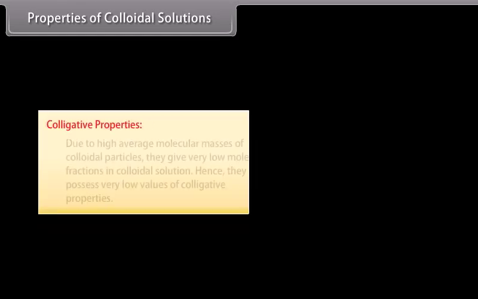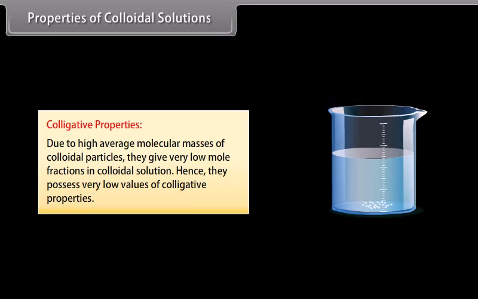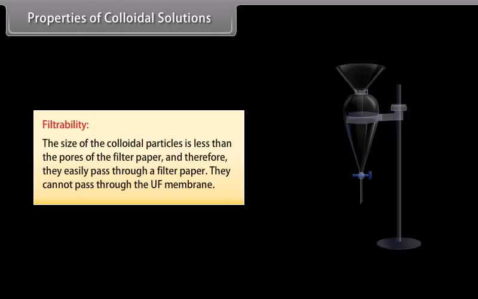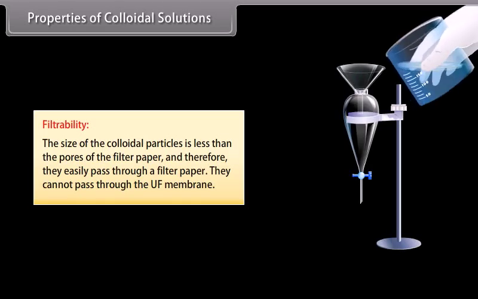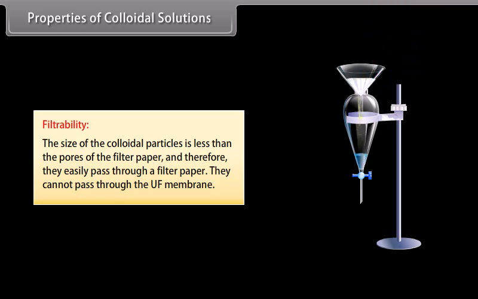Properties of colloidal solutions. Colligative properties. Due to high average molecular masses of colloidal particles, they give very low mole fractions in colloidal solutions. Hence, they possess very low values of colligative properties. Filtrability. The size of the colloidal particles is less than the pores of the filter paper, and therefore, they easily pass through a filter paper. They cannot pass through the UF membrane.